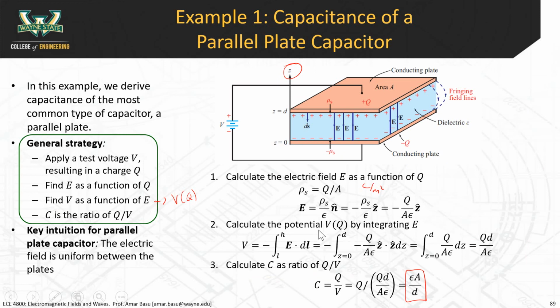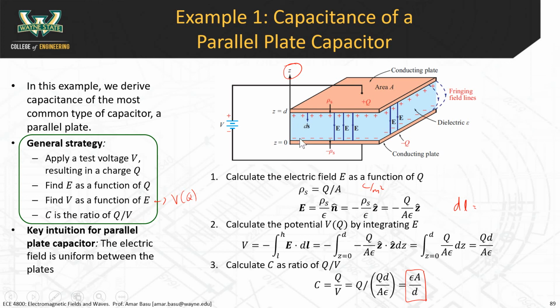Second step, you're going to calculate the voltage as a function of Q by integrating the electric field. This is another relationship that we know. The voltage is equal to the integral from the low potential to the high potential of E dot dl. Whenever we have integrals like this, we have to break it down. What is our E? What is our dl? I can make a side note here. We already have our relationship for E, but for dl, we're going to be integrating from this low potential plate to the high potential plate.